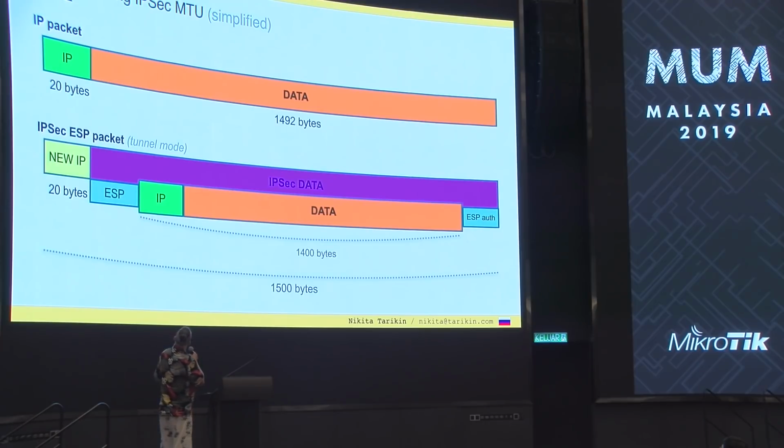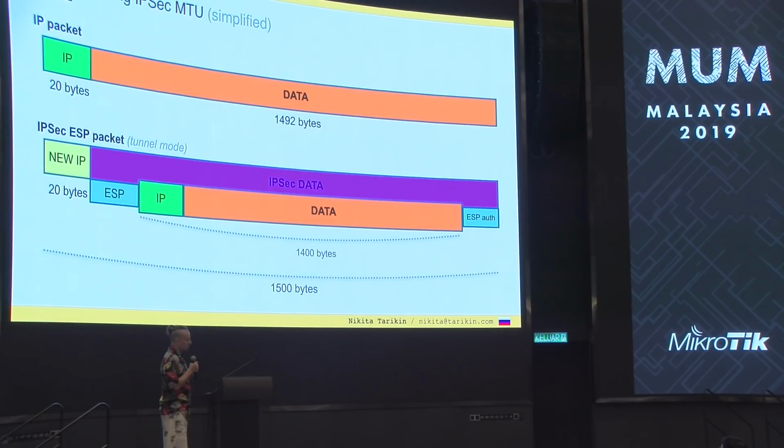Very important thing. With IPsec, on most Ethernet you have by default 1,500 bytes, 20 bytes taken by IP, and all the data of the IP packet is 1,480. What happens after the packet is encrypted by the IPsec engine? You have here 1,400 bytes as the payload. All the IPsec will replace, and the mode is very important here.